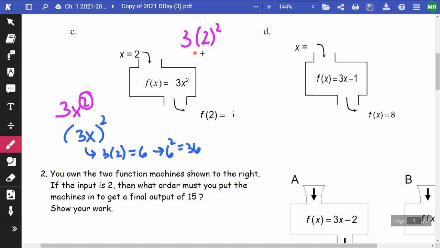So the way I wrote it here, 3 times 2 squared, I need to do the 2 squared first. So I am going to get 3 times 4, and 3 times 4 is 12. So our answer is 12. F of 2 is 12.